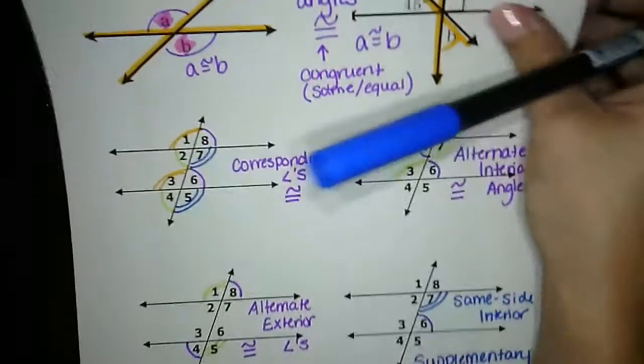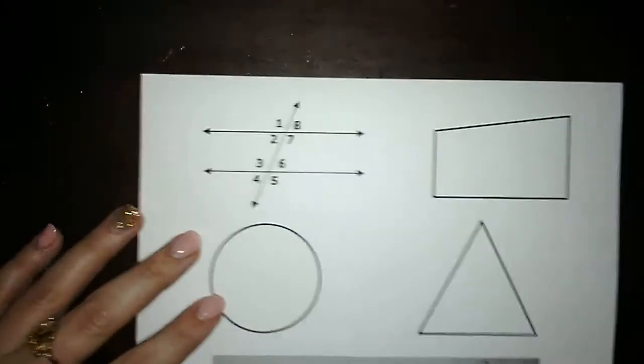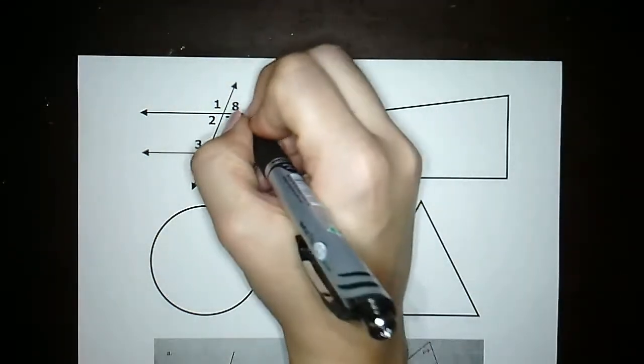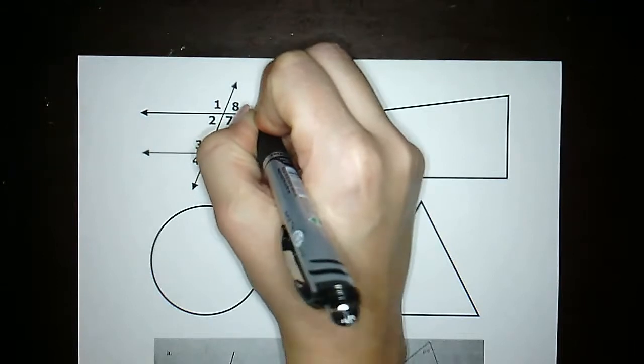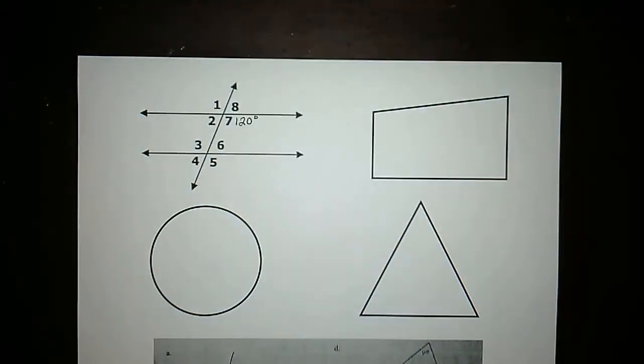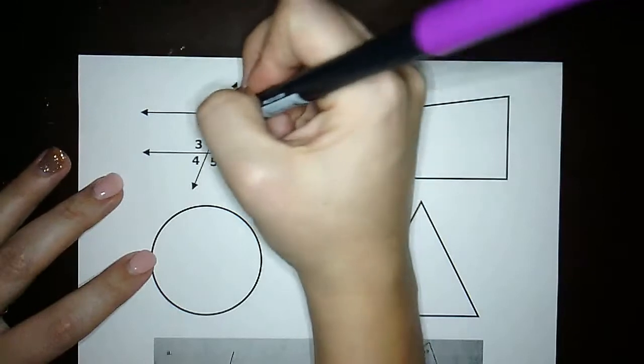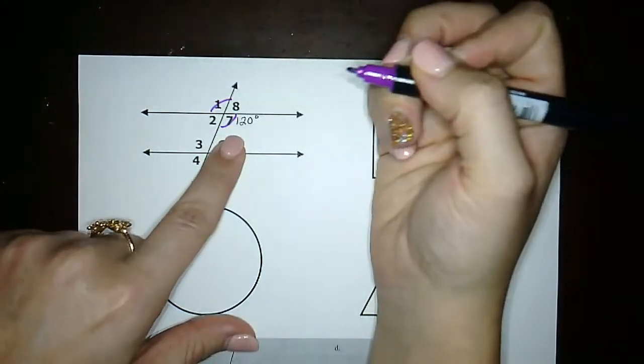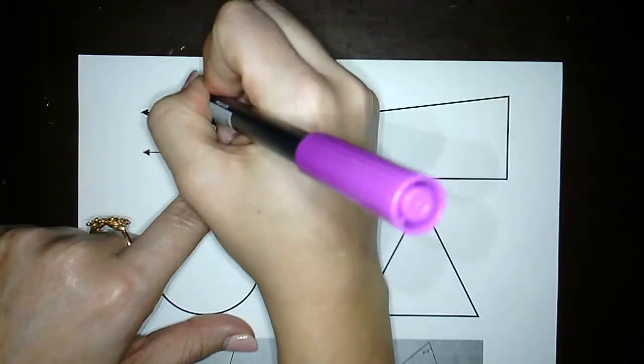So I want to look at kind of an example of this. So say, for instance, we are given angle 7, and they tell us that angle 7 is 120 degrees. So that's given. They tell me that that is true. Then let's find every other piece. So we know that 7 and 1 are vertical angles. So if 7 is 120, then 1 is 120.